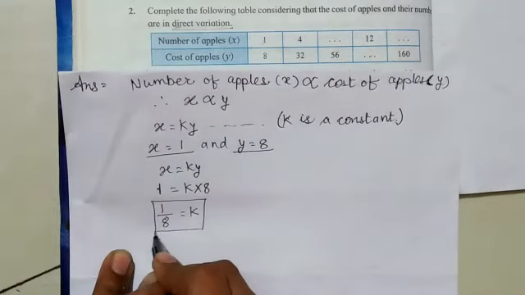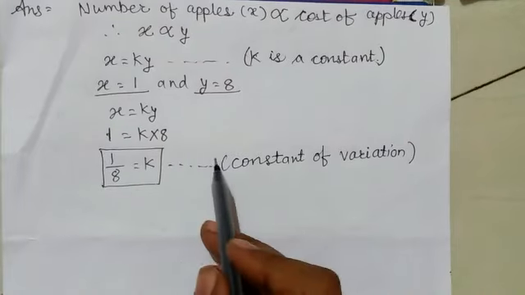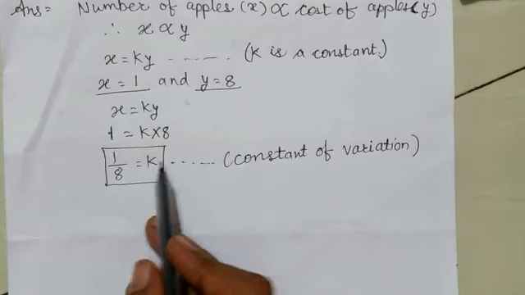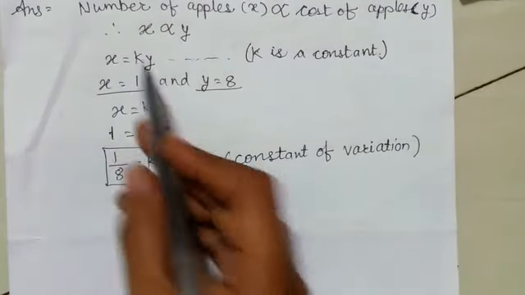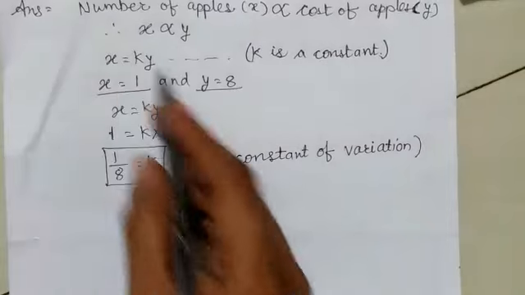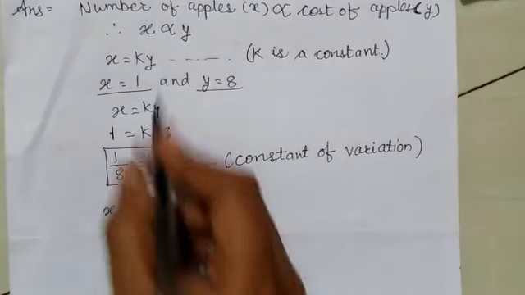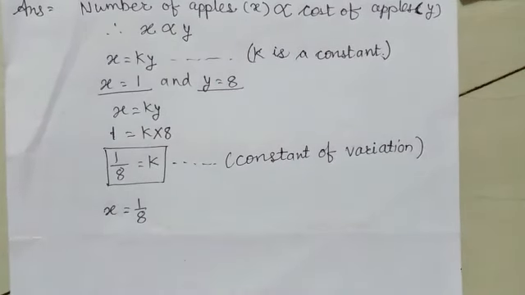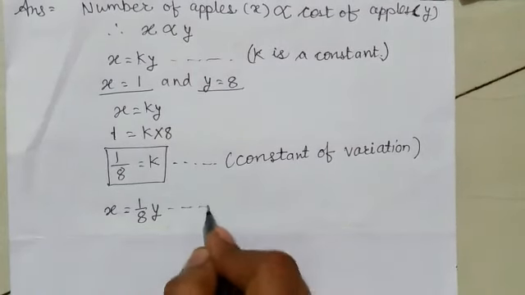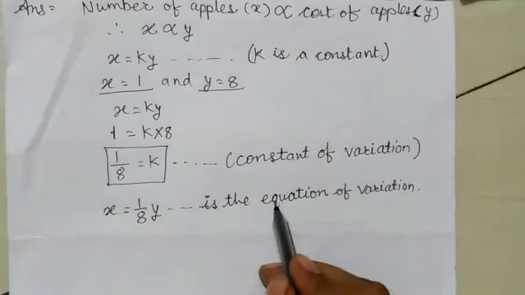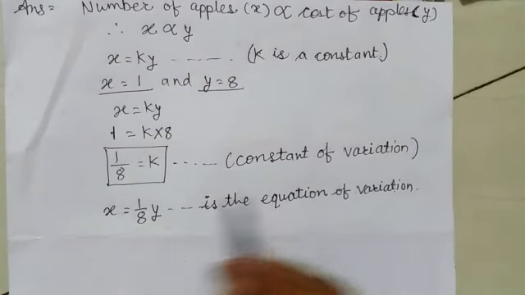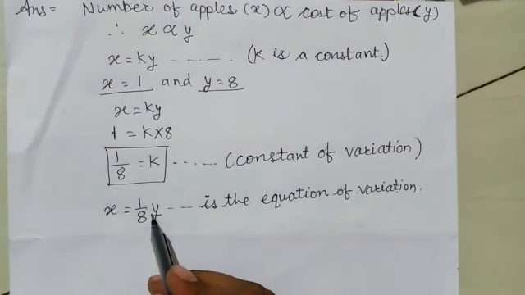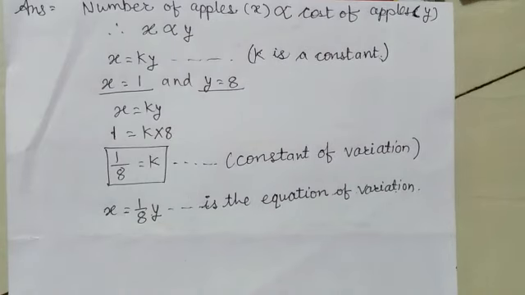So this is the constant of variation. Now this value of k we have to write in the main equation x is equal to ky. The value of k is given, that is 1 upon 8, we have to write, and y will be as it is. So this is the equation of variation which we are going to use to find out the cost of apples.